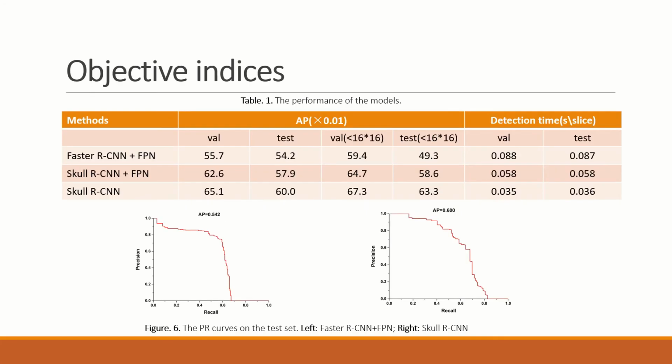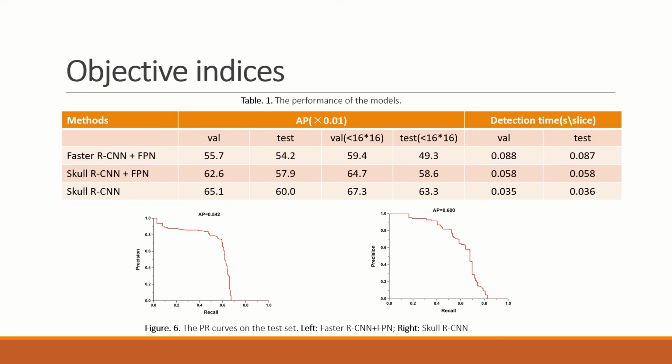Come to the experiments. 45 CT scans are collected. From the table, the performance of Skull-RCNN with FPN is between the other two models, demonstrating that both of the two proposed modifications are valid. And of course, the inference time of the Skull-RCNN is much less than the Fast RCNN.